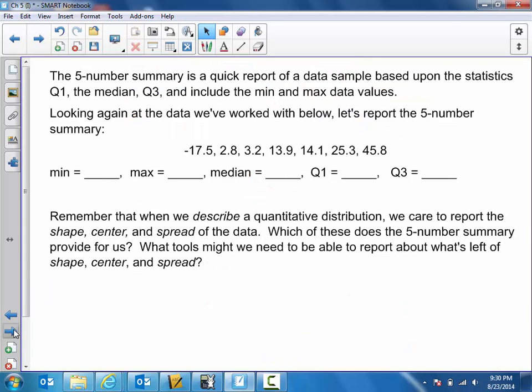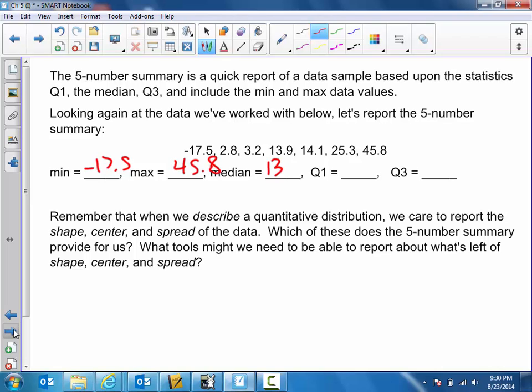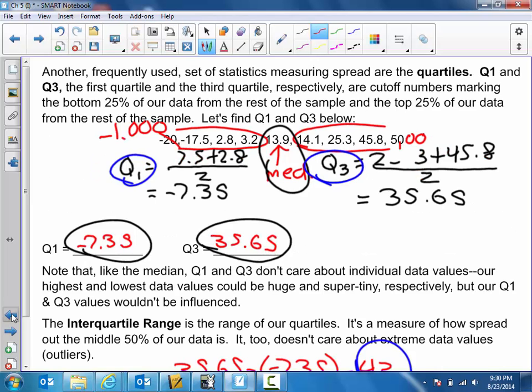Alright, so let's go ahead and write out the 5-number summary here real quick for the same data set that we've been looking at. We have, for a min, because the data is already in ascending order, negative 17.5, a max of 45.8, a median here I think we found before of 13.9. Same data set as last slide, so I'm going to ignore doing any computations here. Quartile 1 is at 2.8, and quartile 3 we said was 25.5.